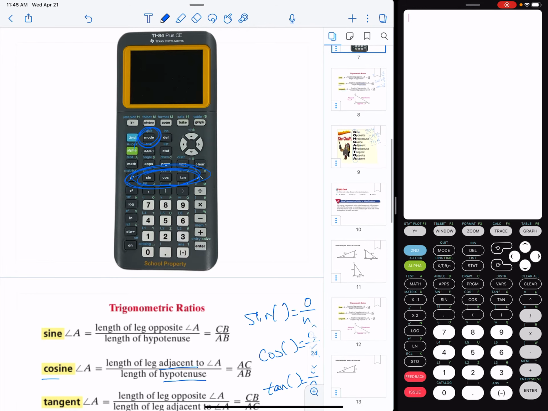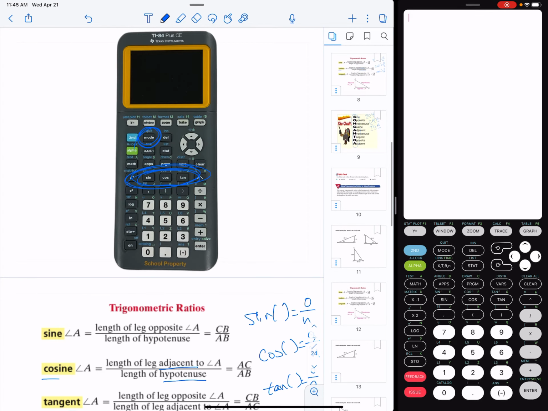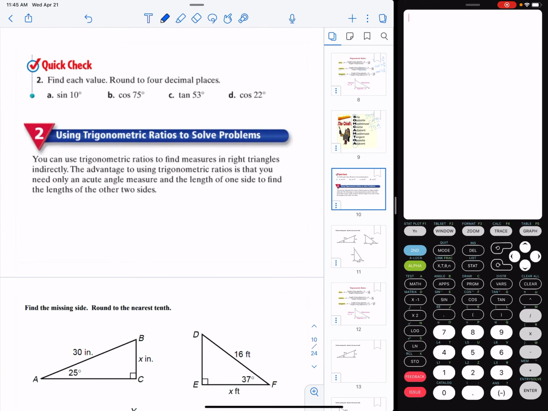So here's how we type these into the calculator. All you're going to do is type in sine 10 degrees. It says sin, but it's really sine; that's how we pronounce it. So you'll do sine, and then inside those parentheses, we type in 10 degrees, enter. It says round to 4 decimal places. So we look at this one, and we got 0.17364. So the answer would be 0.1736.